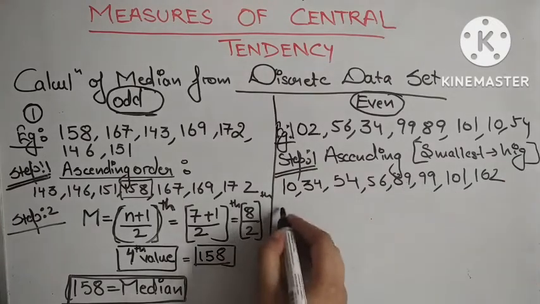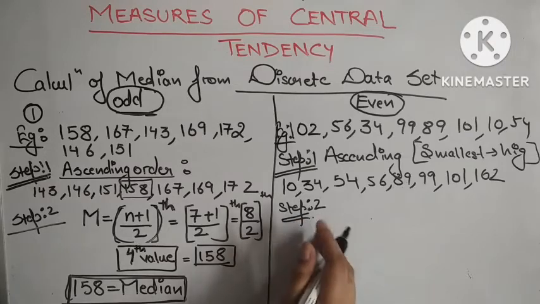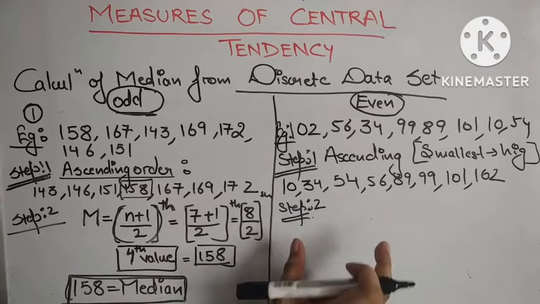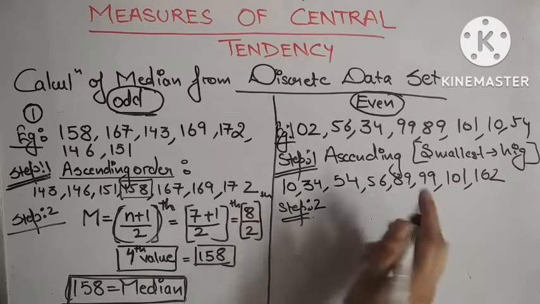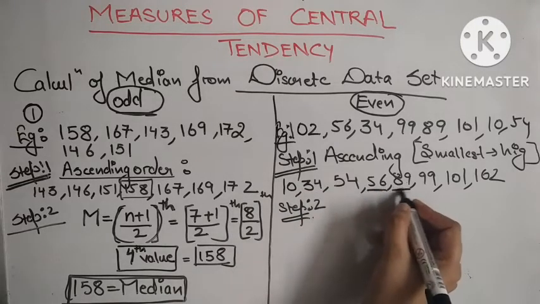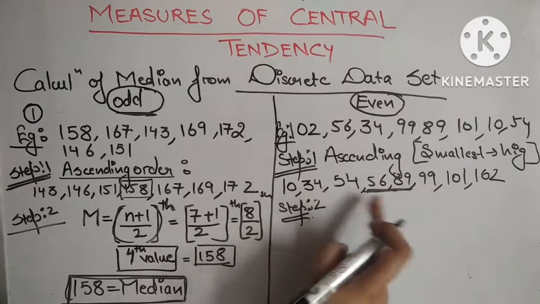Now in step number 2, you will find the two numbers in the middle. So 1, 2, 3, 4, this is also middle and this is also middle. So these two numbers are in the middle.